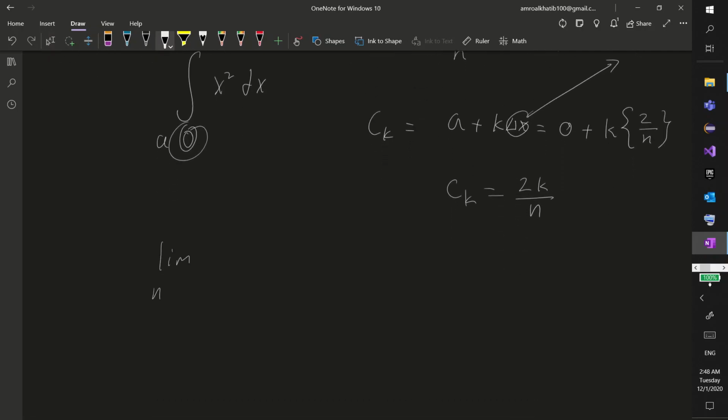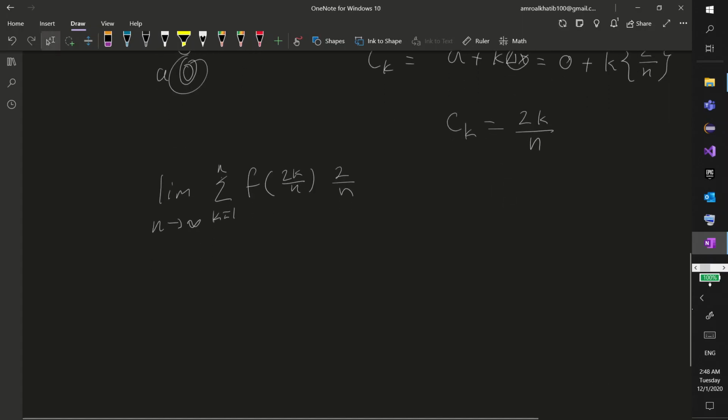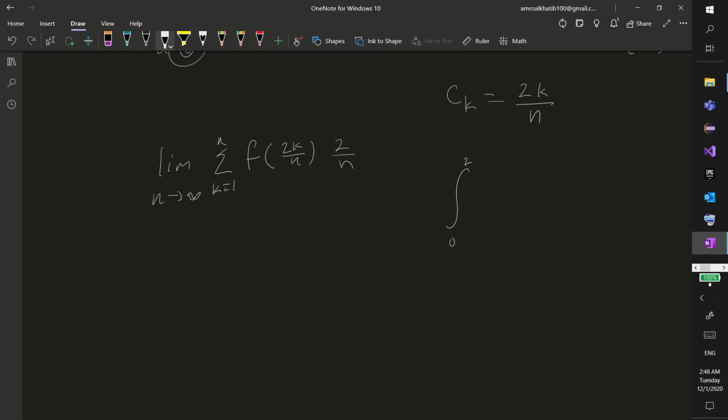So let's substitute that into the formula. So you have limit as n goes to infinity, sigma k goes from 1 to n, f of ck, but ck is just 2k over n. So 2k over n multiplied by delta x. But what's delta x? Well, it's 2 over n. Okay, and now they told you that you have this integral. Well, what's your f of x? F of x is x squared.